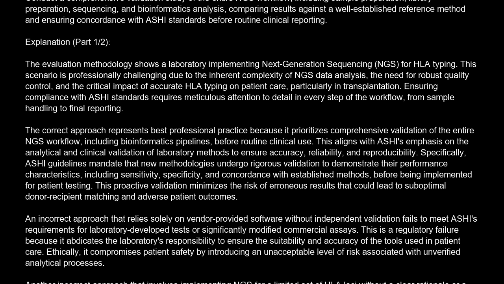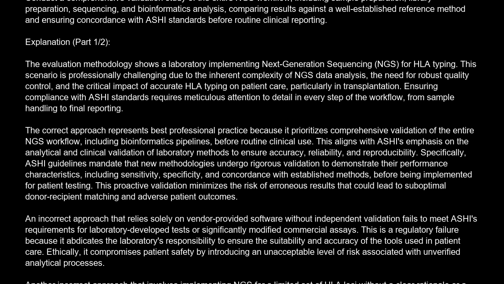An incorrect approach that relies solely on vendor-provided software without independent validation fails to meet ASHI requirements for laboratory-developed tests or significantly modified commercial assays. This is a regulatory failure because it abdicates the laboratory's responsibility to ensure the suitability and accuracy of the tools used in patient care. Ethically, it compromises patient safety by introducing an unacceptable level of risk associated with unverified analytical processes.